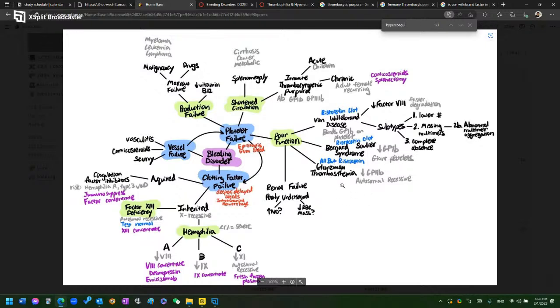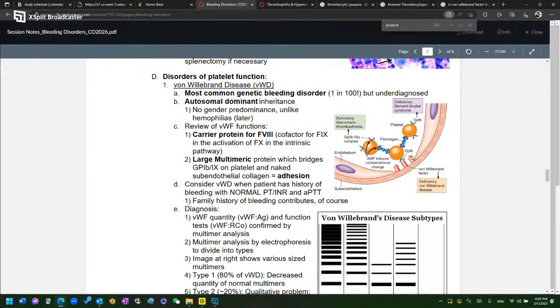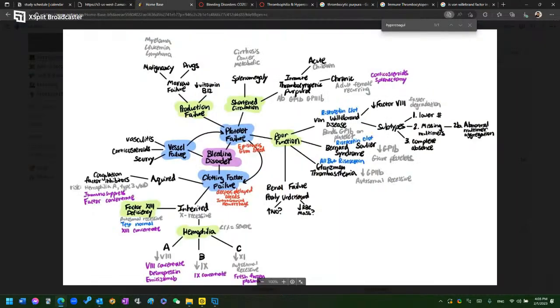And then Glanzmann thrombasthenia is when your platelets are doing this first step, but they don't hold hands with each other. They're not very nice to each other. You don't have enough of this GP2B, right? So, attachment point's gone, anchor is gone, no friends.